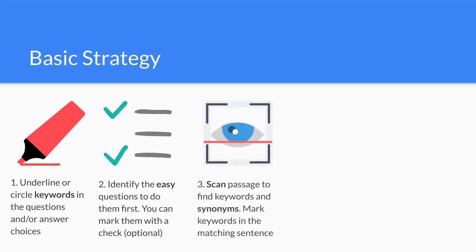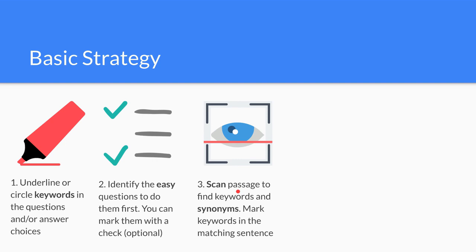The next thing to do is to scan the passage. So now that you have identified the keywords and which are the easy questions, you have to go to the passage and start looking for the keywords within the easy questions first. We're going to look for those keywords in the reading passage, and we're not going to read the passage word by word, sentence by sentence. Instead, we're simply going to be scanning the passage.